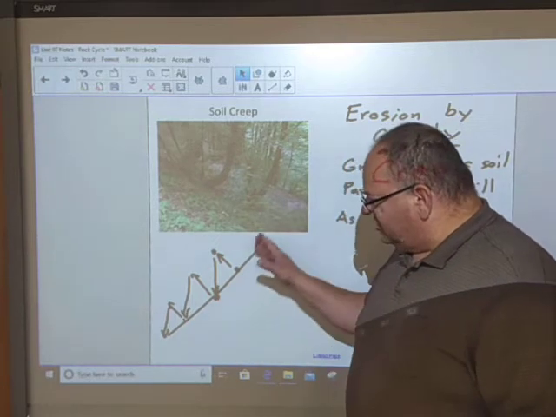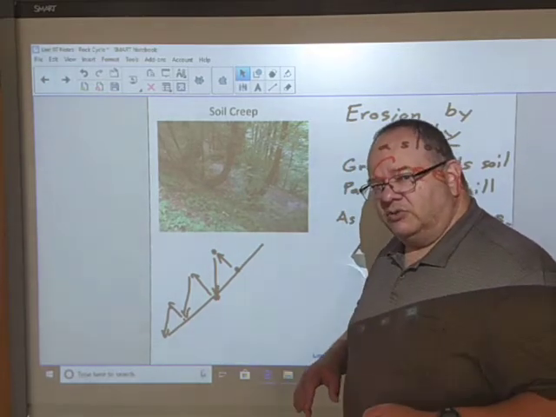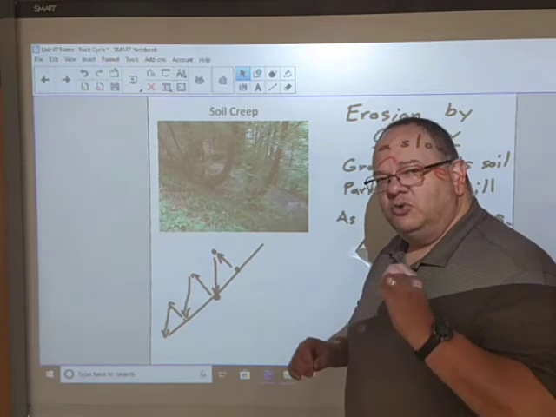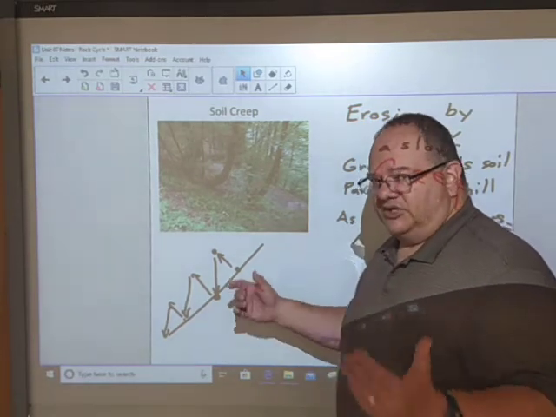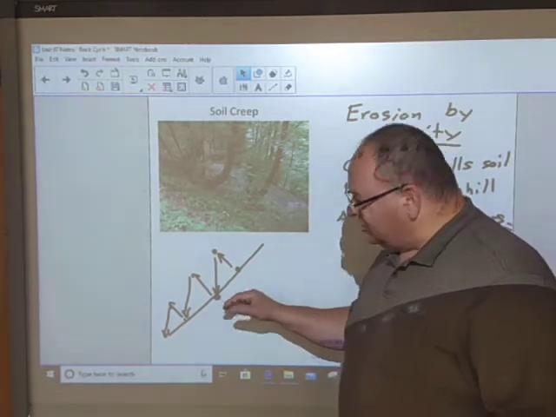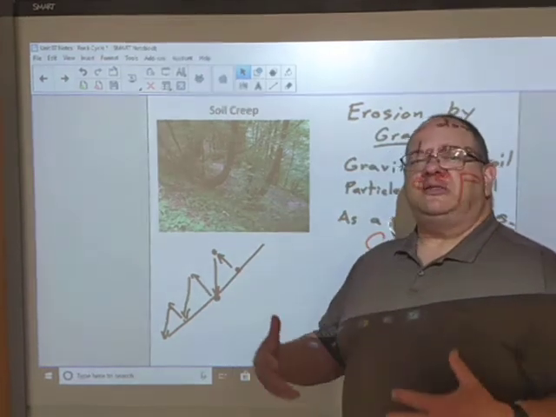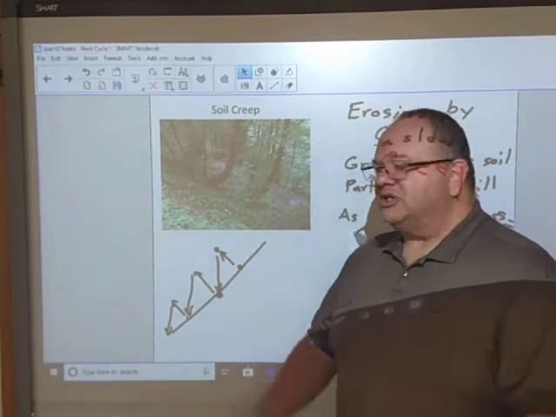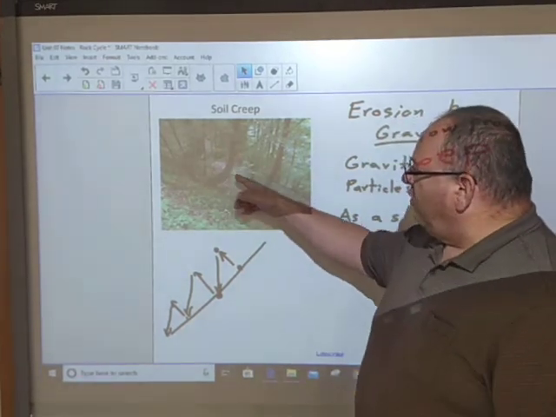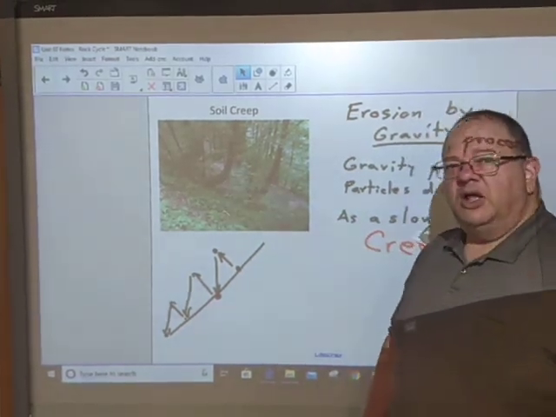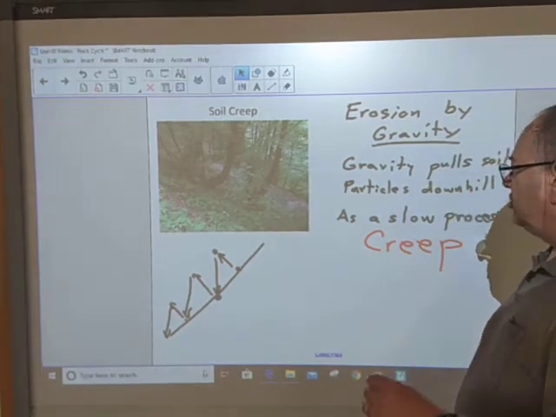Now, this is a huge exaggeration. We're talking about the most minuscule little movement. But then, let's say the next night, the soil freezes and it expands a little bit. Next day, it drops down just a little bit. Repeat that thousands and thousands and thousands of times, and you have a whole hillside that's going downhill. Very slow process, so it's called creep.